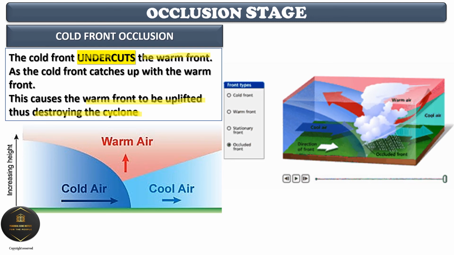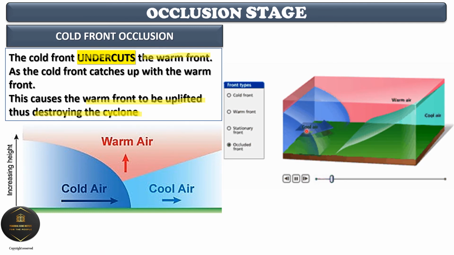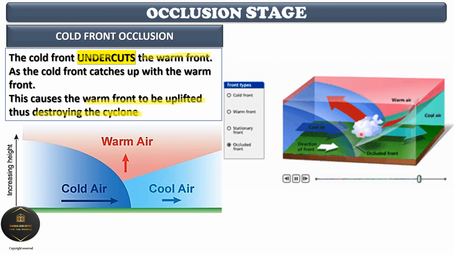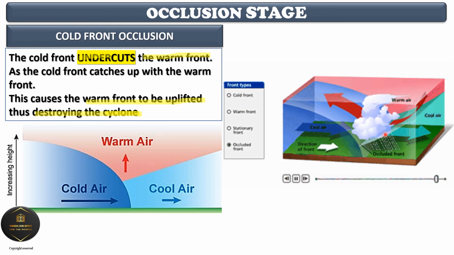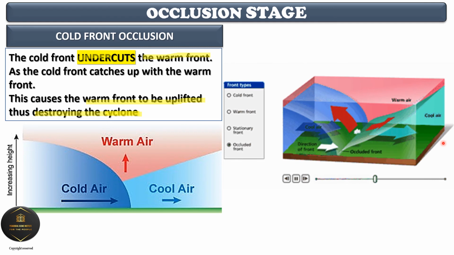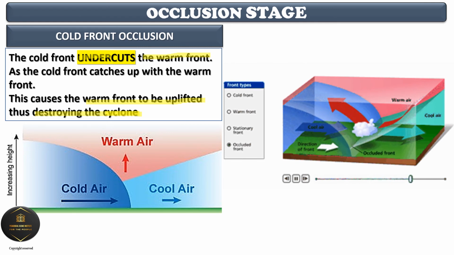Now, if you look at the animation on the side, you see that cold air is moving faster than the warm air. The occluded front forms as a result. You see that this cold air submerges or lifts up the warm front, and as a result, the system will get destroyed. So that's what will happen in the occlusion stage, in the cold front occlusion stage to be specific.